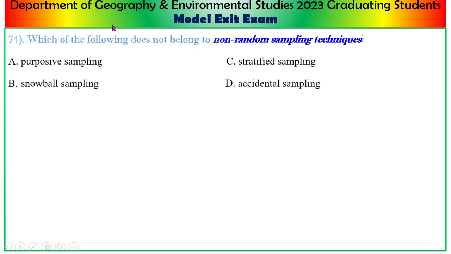Purposive sampling, as I told you: in purposive sampling a researcher has the power to determine the number of samples based on his research experience.